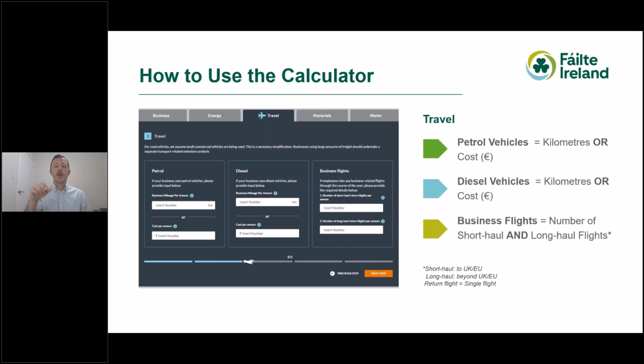And the last one is for business flights. So this is specifically for business purposes under the organization's needs. And the designation there is between short haul, which is within the UK and EU area, or long haul, which is outside of that. And one return flight is both the way and back. So you don't have to count that as 2 separate flights. That just counts as one flight.